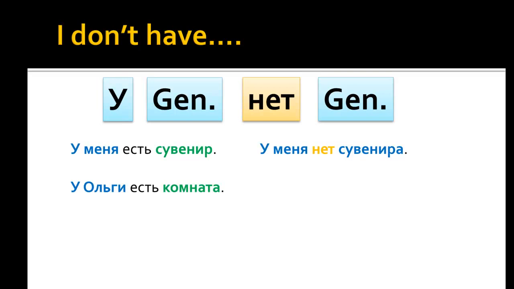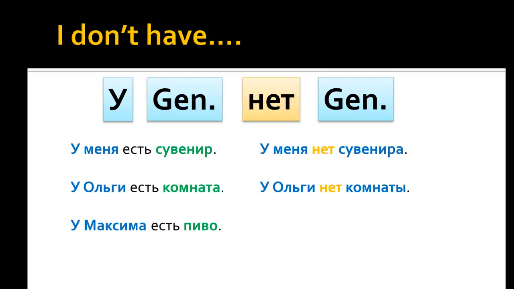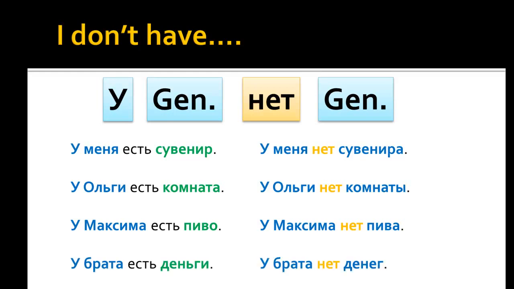У Ольги есть комната becomes у Ольги нет комнаты. У Максима есть пиво becomes у Максима нет пива. У брата есть деньги, у брата нет денег. Денег is the genitive plural form of the word деньги.